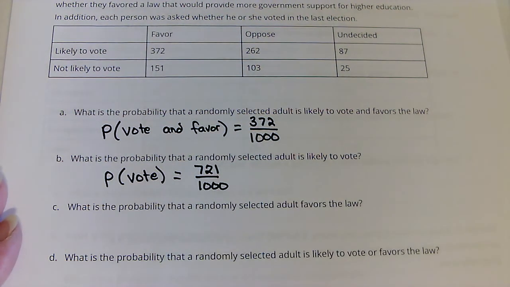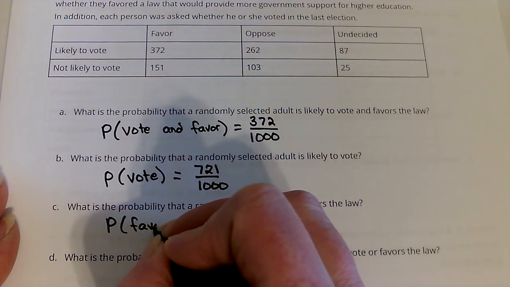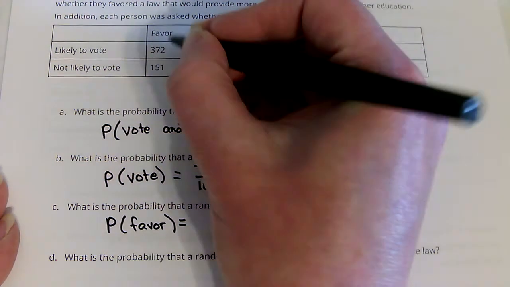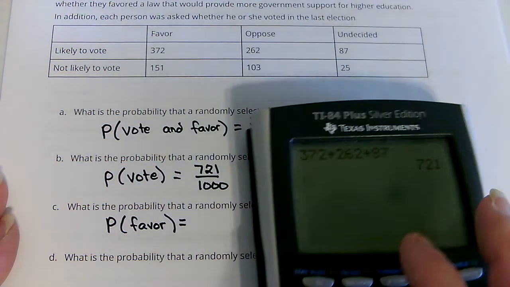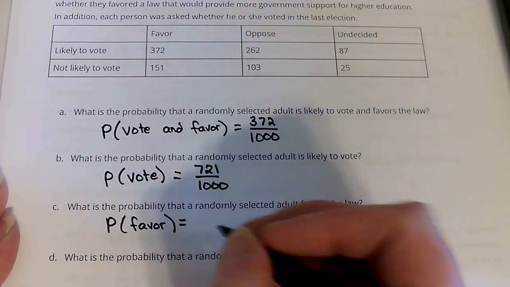What's the probability that a randomly selected adult favors the law? So that would be this list. So that would be 372 plus 151. That's 523 people.